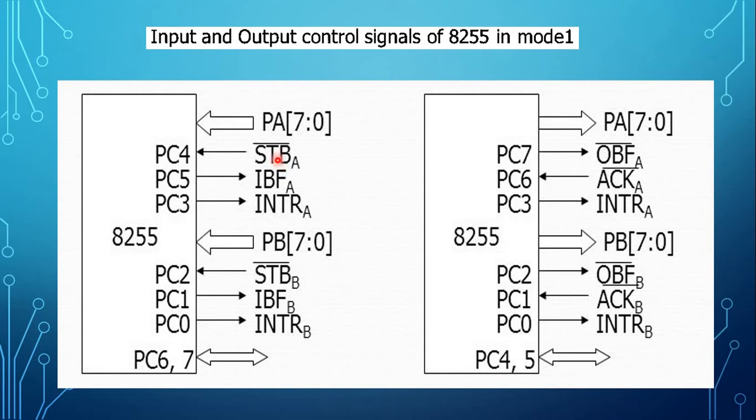Here A specifies the control signal for port A operation. Here B specifies the control signal for port B operation. That is the strobe signal, input buffer and INT. Similarly, in this diagram, A specifies the control signal for port A operation and B specifies the control signal for port B operation. So this is output buffer, acknowledgement signal, interrupt signal. This is also output buffer, acknowledgement and interrupt signal.